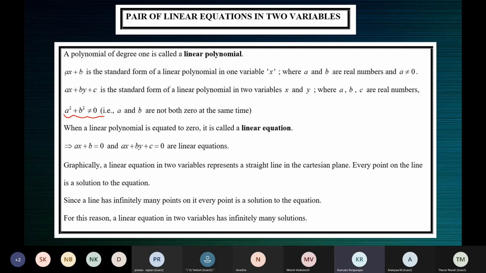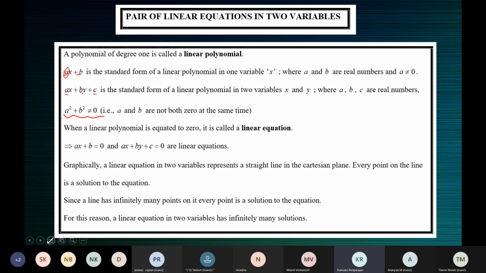So here also, a, b, c are real numbers. If a is 0, b should not be 0, or if b is 0, a should not be 0. A and b should not be both 0 at the same time. A, B, C can be any real value, they can be anything. But when it comes to 0, A and B should not be both 0. Either A is 0 or B is 0, but both of them are not 0. Okay, these are the conditions.